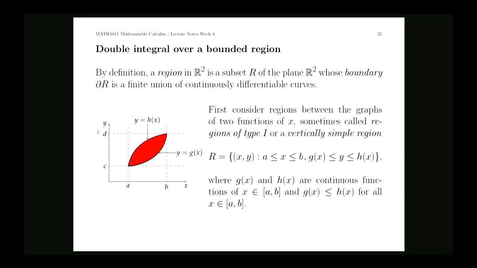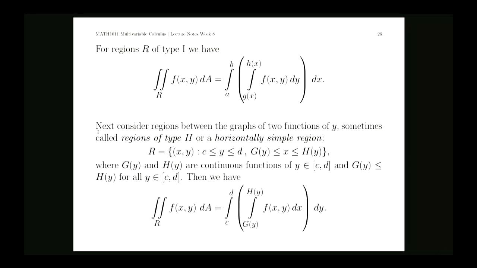To sweep this region out, y goes from a small sweep from the lower curve to the top curve, so y goes from g of x to h of x. Then x is a big sweep that sweeps out the whole thing from left to right, so x goes from a to b. Then a double integral over that region will be, I integrate first with respect to y from the lower curve to the upper curve, then with respect to x from my big sweep left to my big sweep right.